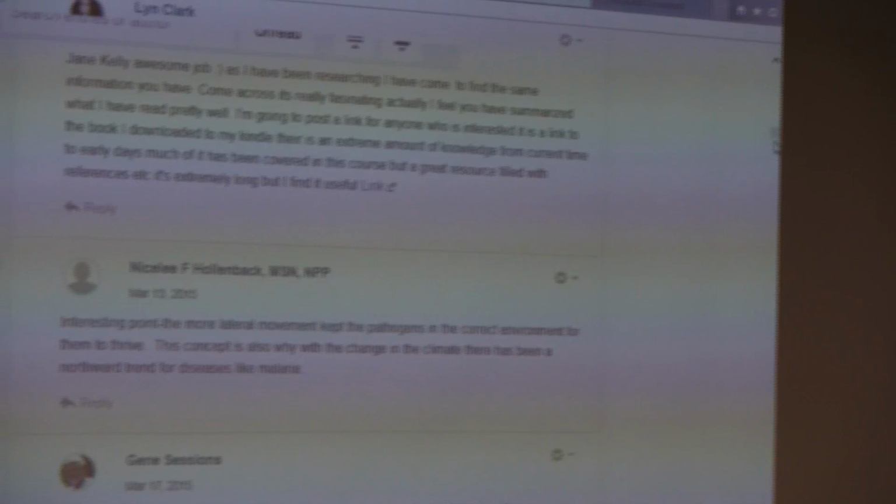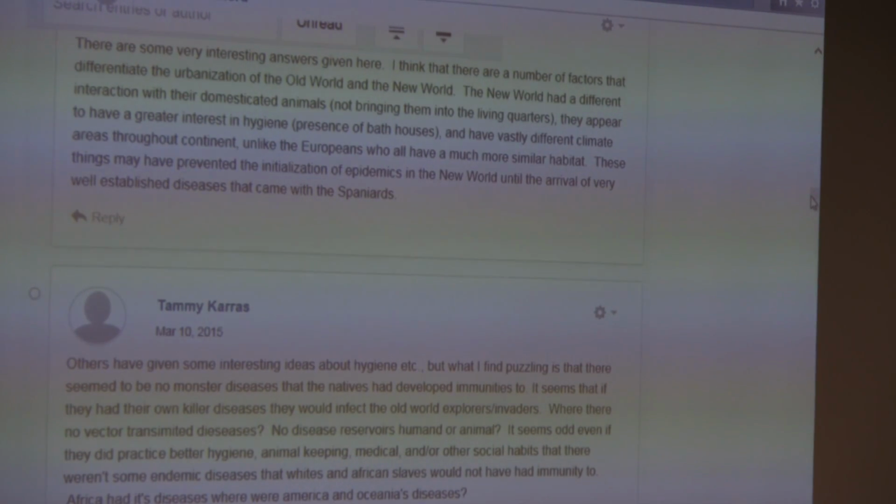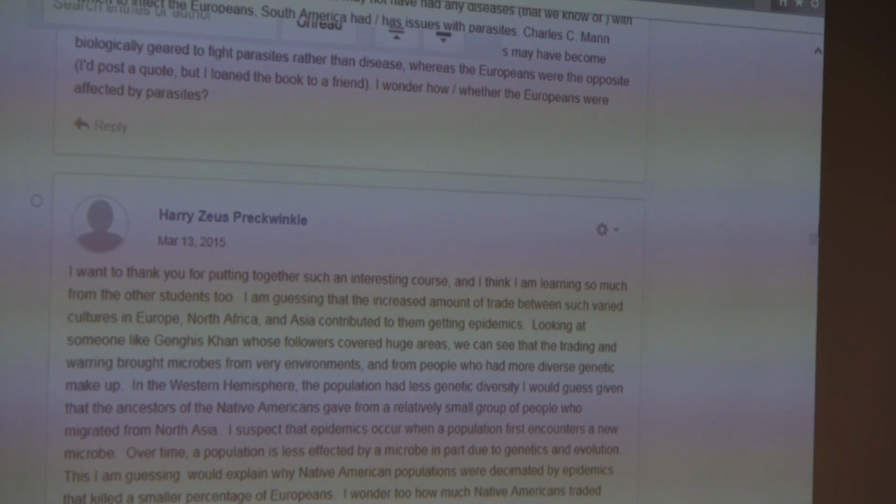We can go down here if I can find the response. How much grading was involved? I set it up so it's self-graded. It's all self-graded. When we do the honors version, of course, there's going to have to be some serious grading. Let's see if I can find this one.